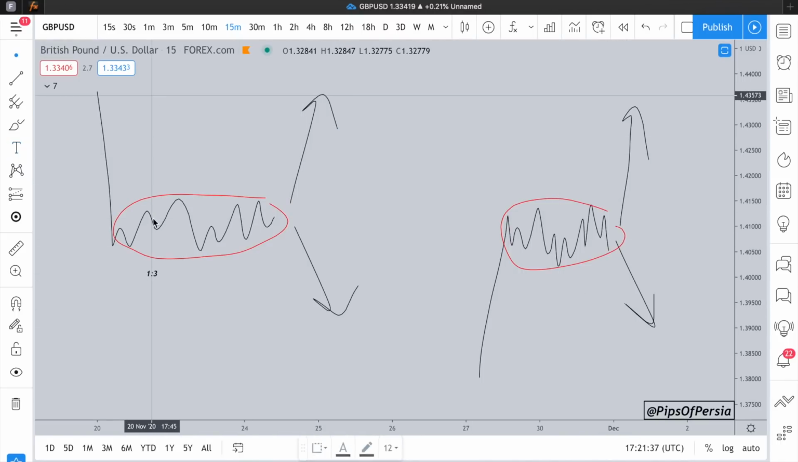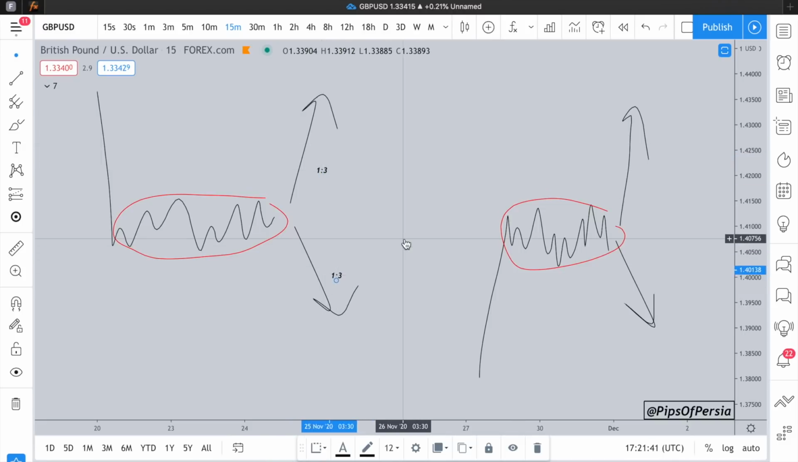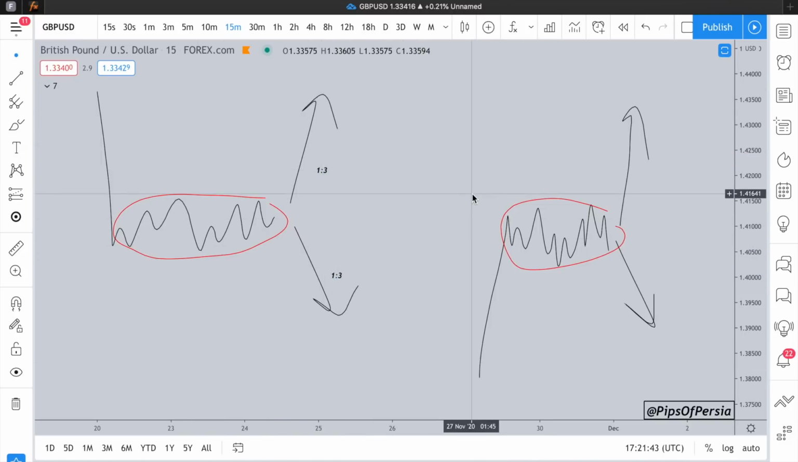So let's say I have a 1 to 3 position for the buy side of things, and I have a 1 to 3 position for the sell side of things. This allows me to even be able to lose one of it, win the other scenario, and actually come out profitable.